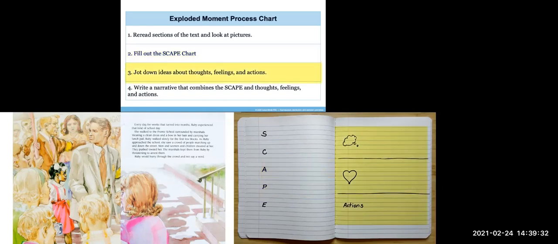Now it's time to jot down ideas about thoughts, feelings, and actions. Use the scape chart and also dig back into this section. Read it again to help you think about how Ruby might have been feeling, what she might have been thinking, and the actions that she took. Pause to do this work now and just hit play when you're ready to continue.